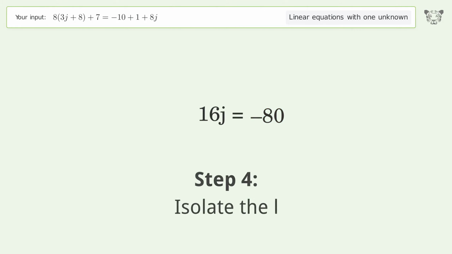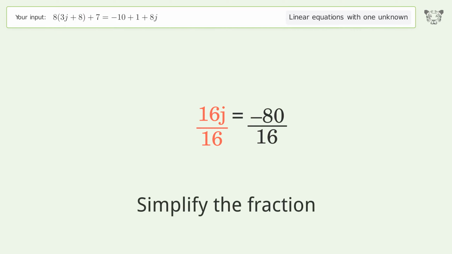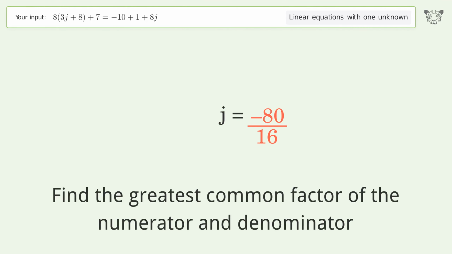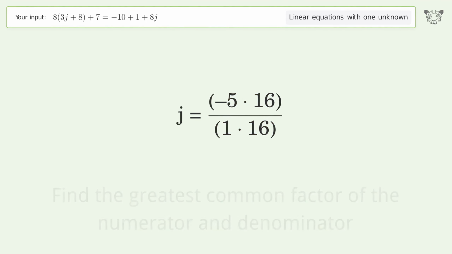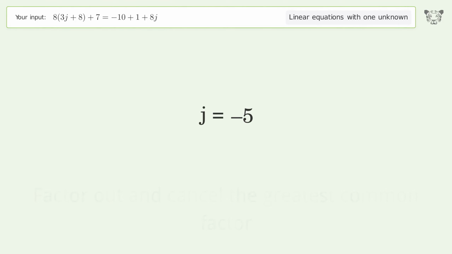Isolate the j. Divide both sides by 16. Simplify the fraction. Find the greatest common factor of the numerator and denominator. Factor out and cancel the greatest common factor. And so the final result is j equals -5.